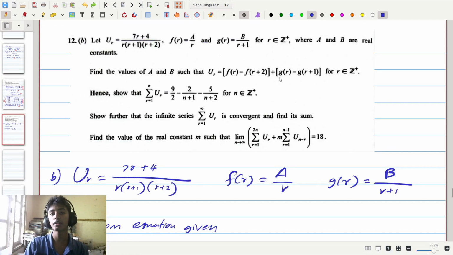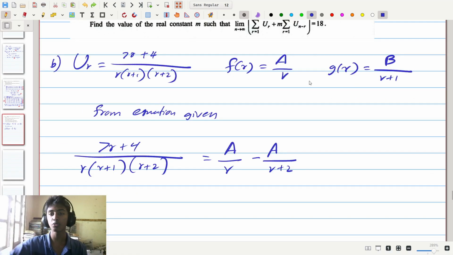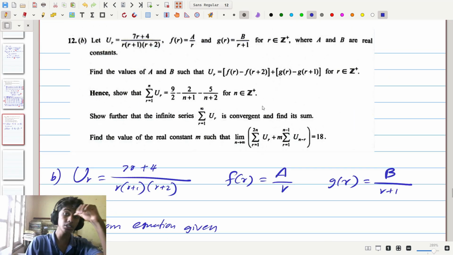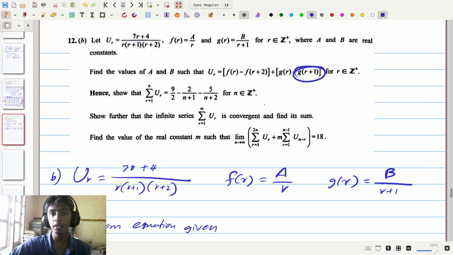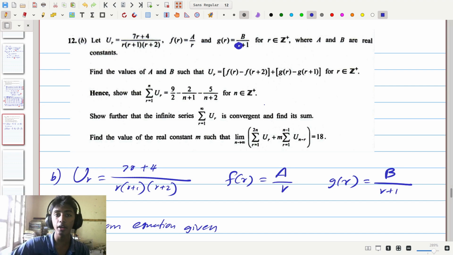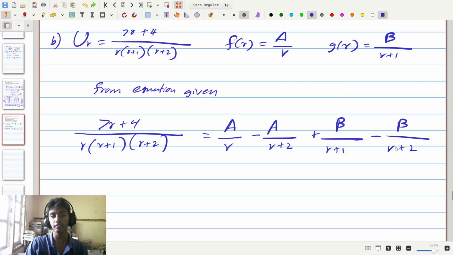Now for the next part, G of R minus G of R plus 1 is going to be plus B over (R plus 1) minus B over (R plus 2). Now the reason it's R plus 2 is that G of R is equal to B over (R plus 1). So if we want to do G of R plus 1, we need to substitute instead of R, R plus 1. Now over here, if you substitute instead of R, R plus 1, we get B divided by (R plus 1) becoming (R plus 2). And therefore, we get this thing right here.